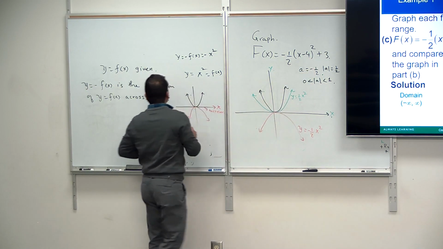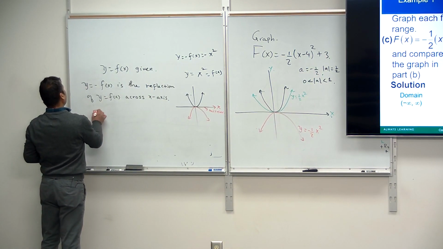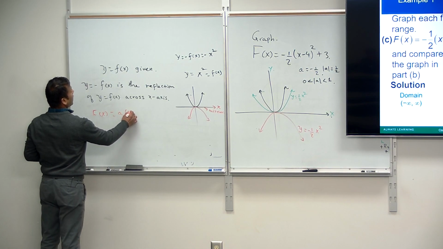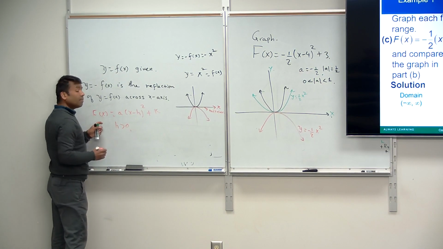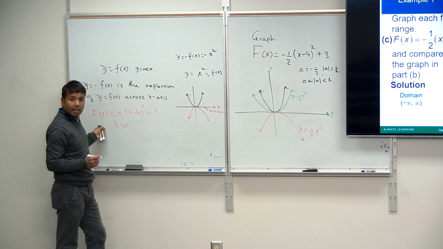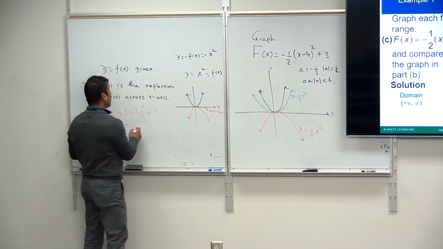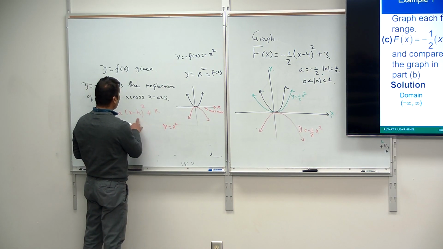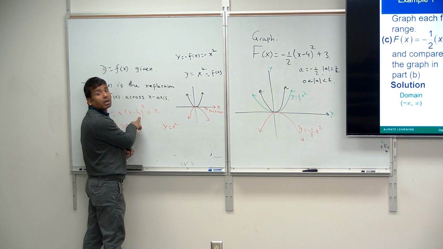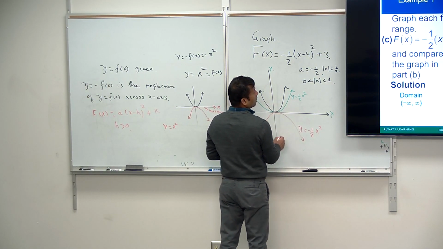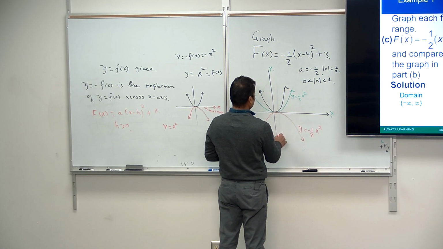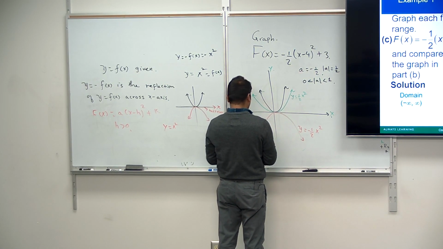Remember, when you have f(x) equal to a times (x minus h) squared plus k, if h is positive, then you shift the graph of y equals x squared. How many units? h units to the right. That makes sense? So now you shift this h units to the right, so it will be something like this.